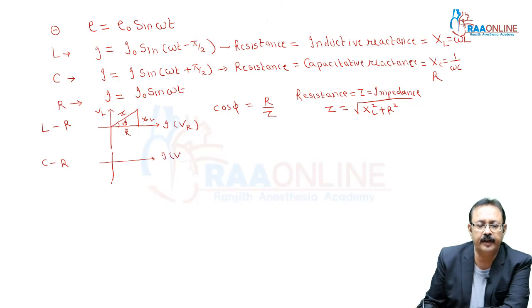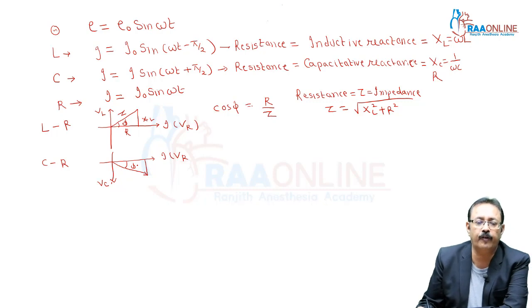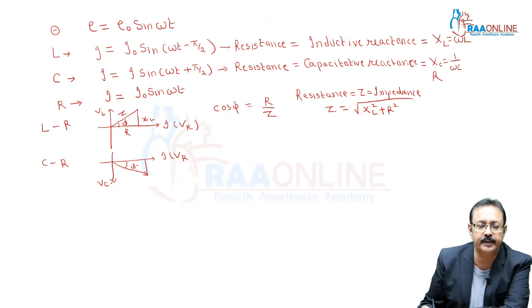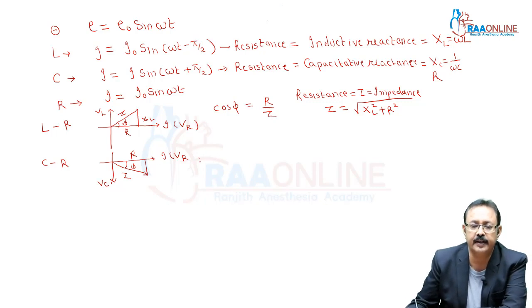In case of a CR circuit, I is in phase with VR, but current is 90 degrees ahead. So you will get VC here, and the resultant will be at this place. Means phi, current is ahead by now phi only. Again you can calculate the same cos phi. It is R, it is the resultant, means resultant resistance. So in this case again cos phi is R by Z. In this case Z, known as impedance only, is equal to under root XC square plus R square.